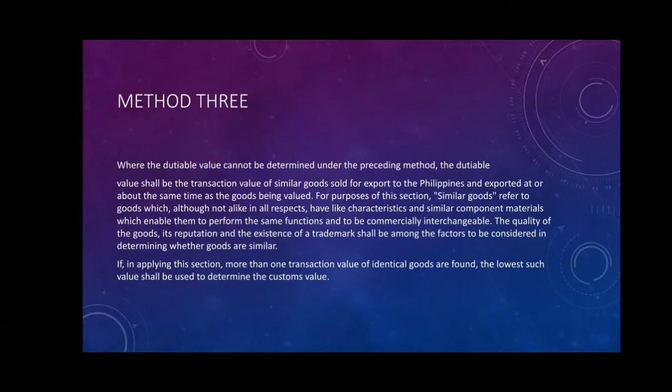For purposes of this section, similar goods refers to goods which, although not alike in all respects, have like characteristics and similar component materials which enable them to perform the same functions and to be commercially interchangeable. The quality of the goods, its reputation, and the existence of a trademark shall be among the factors to be considered in determining whether the goods are similar.